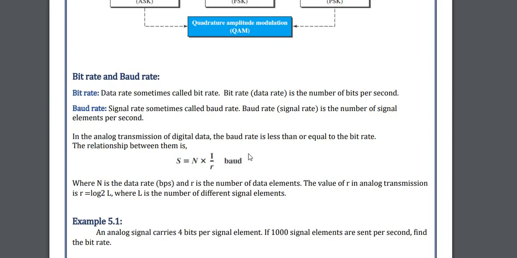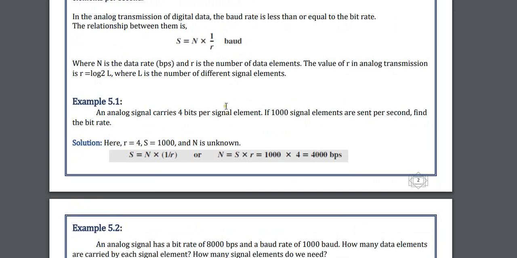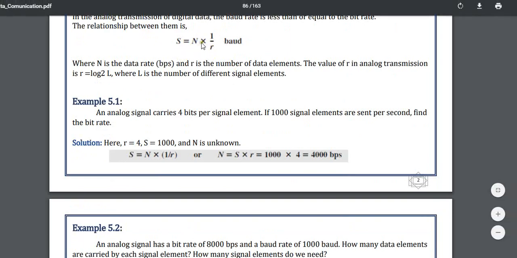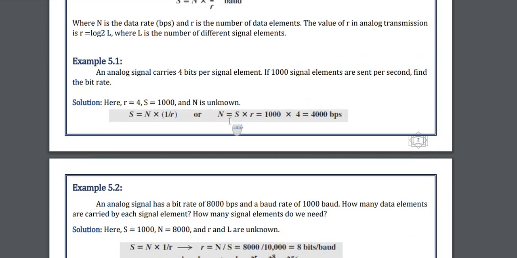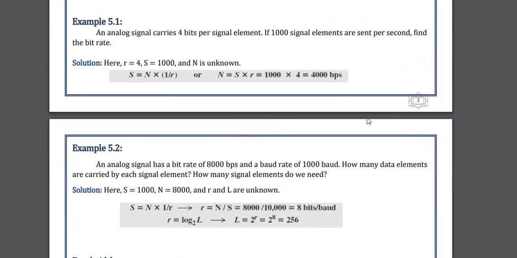First of all, we need to know about the bit rate and baud rate. Bit rate, or data rate, is sometimes called bit rate, and signal rate is sometimes called baud rate. The formula for calculating the baud rate is given below. Here are some mathematical notations for your practice. You can take a snap of this and practice at home.